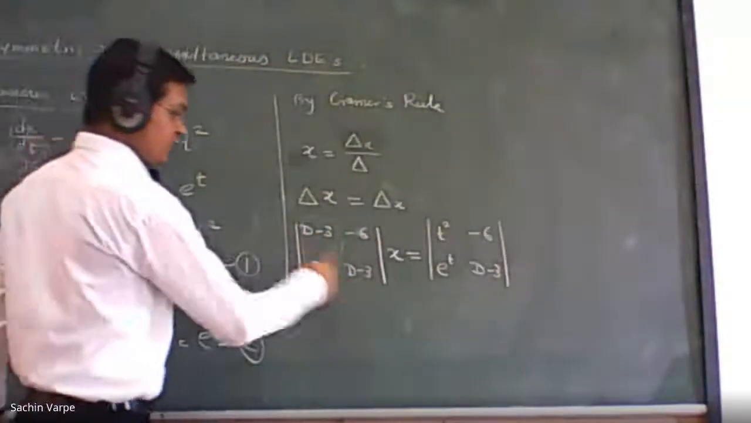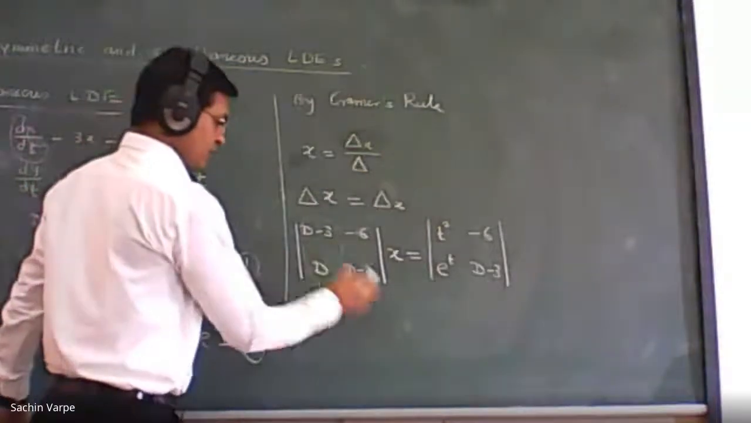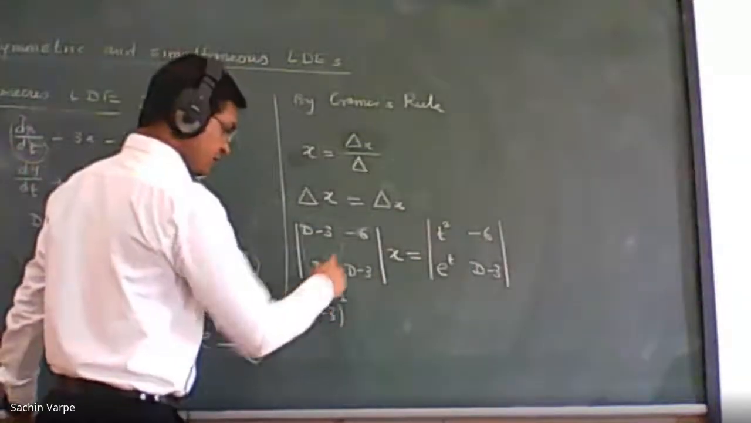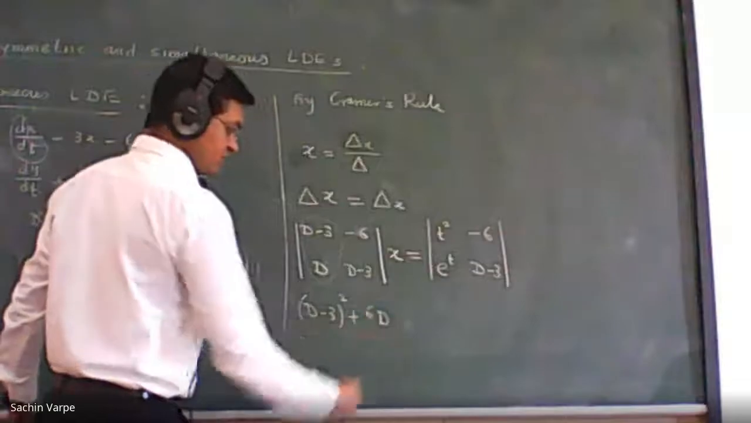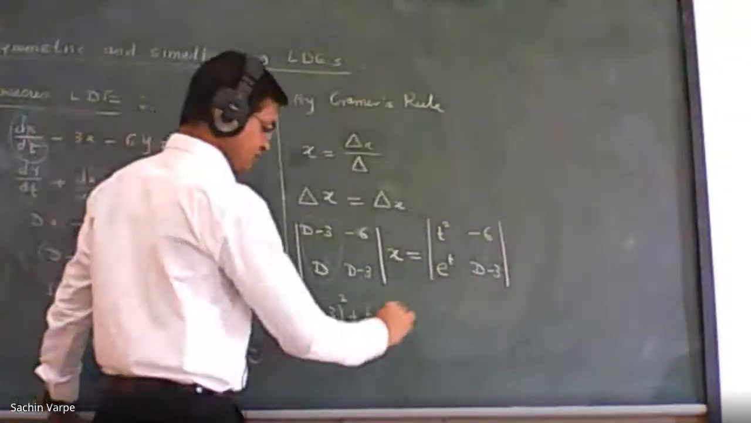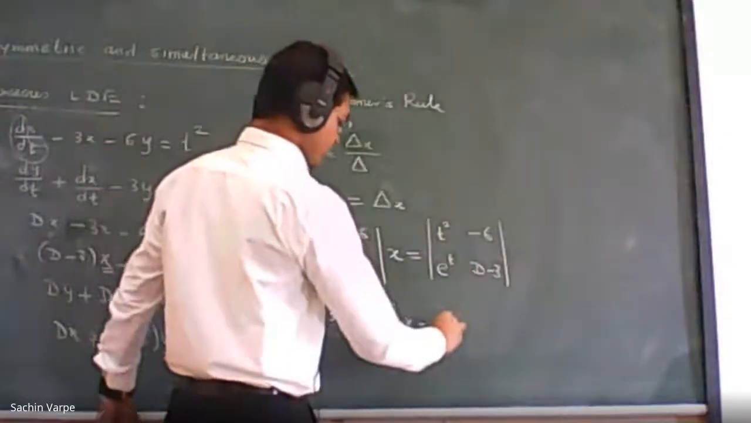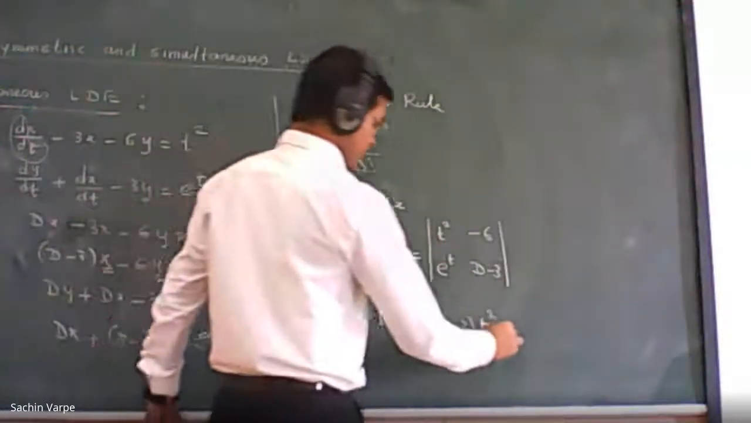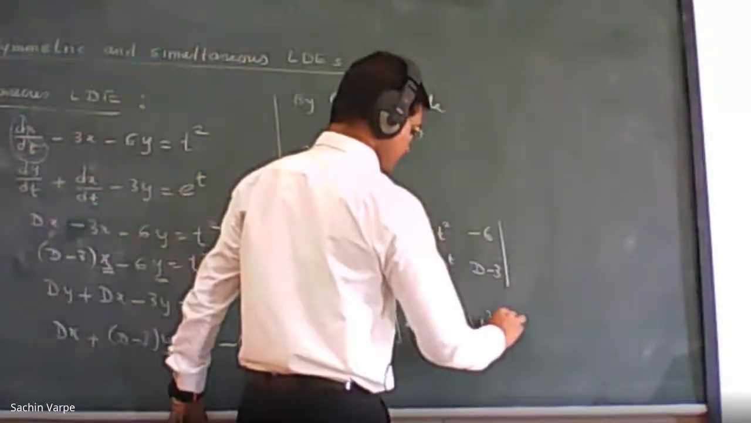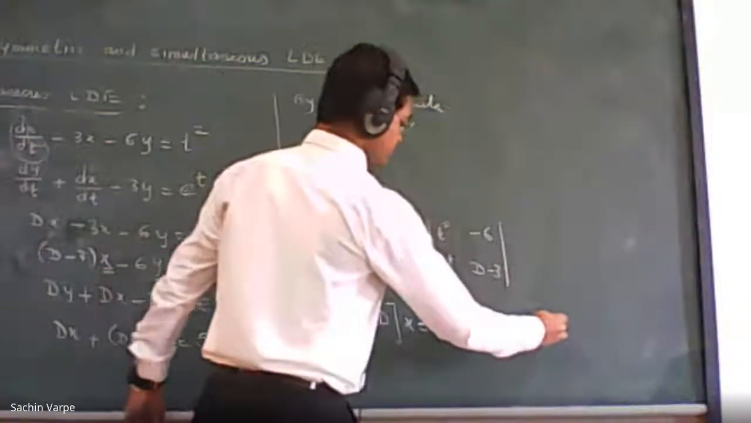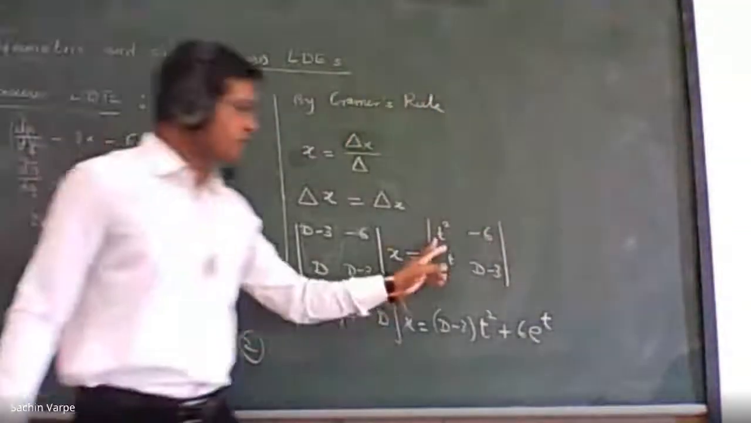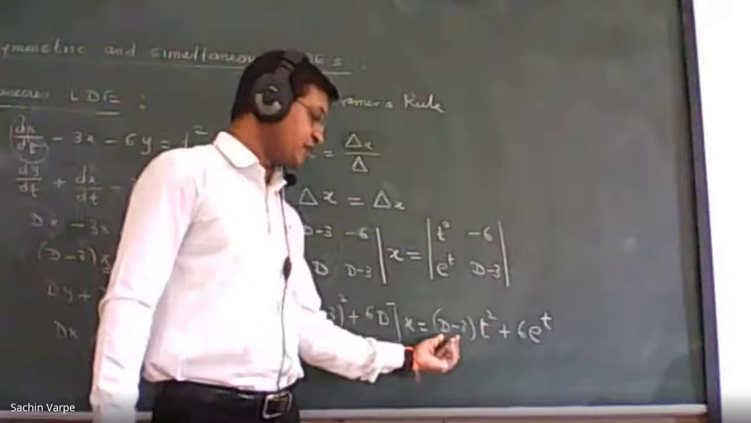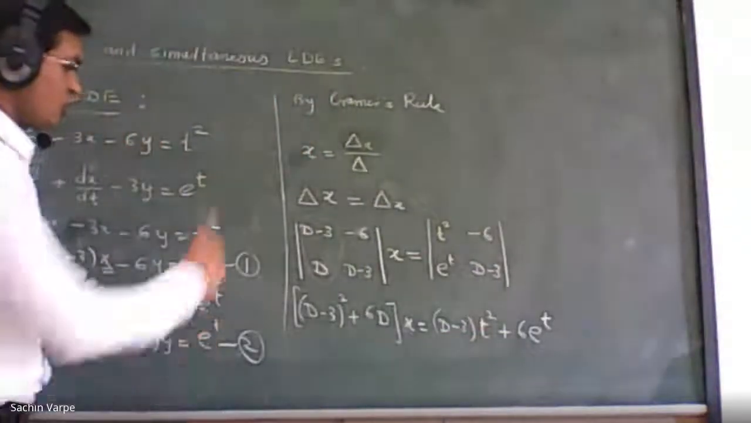So let us solve this determinant. What is the solution? D minus 3 into d minus 3, d minus 3 square, minus 6d. So that will be plus 6d, right? The whole into x is equal to, here, d minus 3 operated on t square, minus 6, that is plus 6 e to the power t. Please check. I'm not writing t square into d minus 3, because this is an operator. I have to operate this operator onto the function. That is why I have written d minus 3 operator on t square.